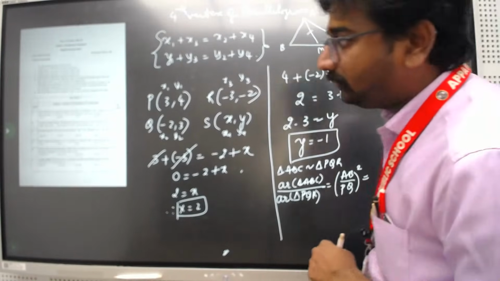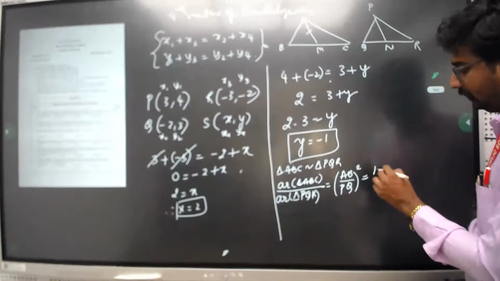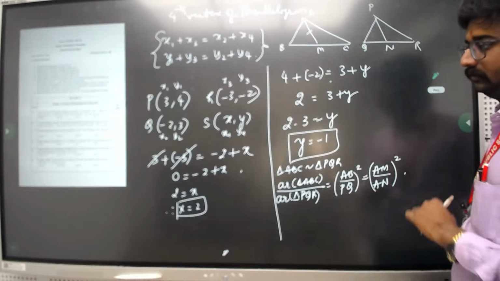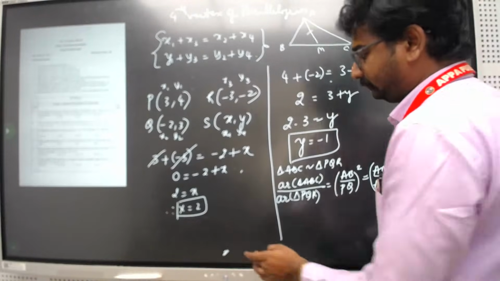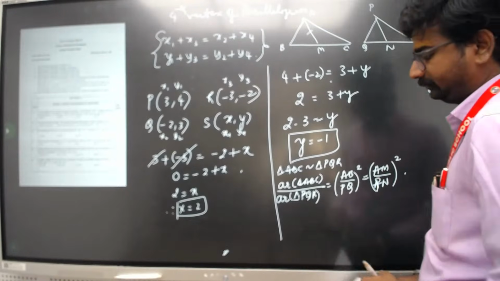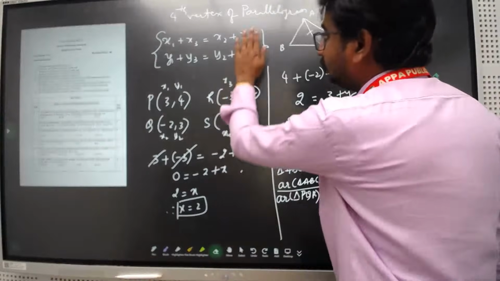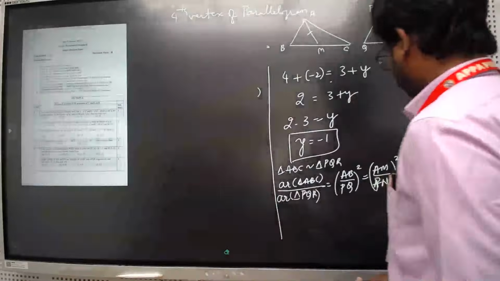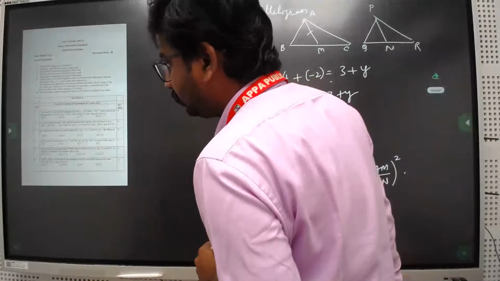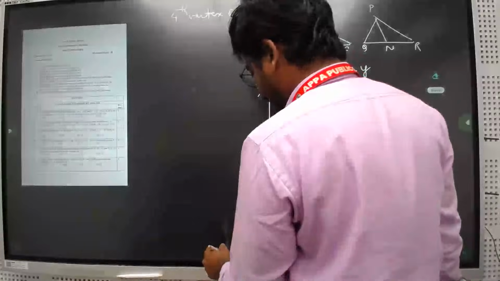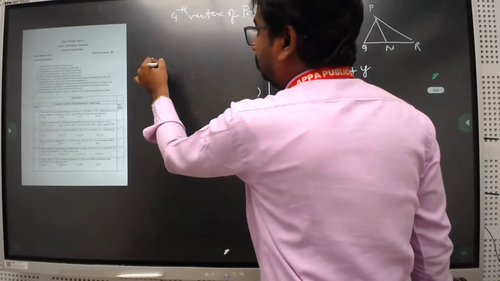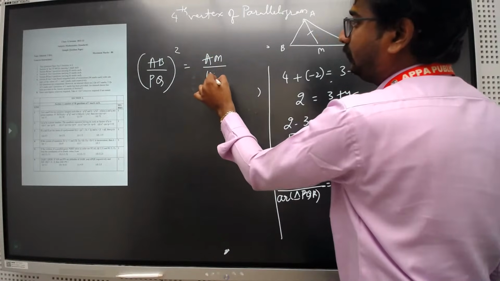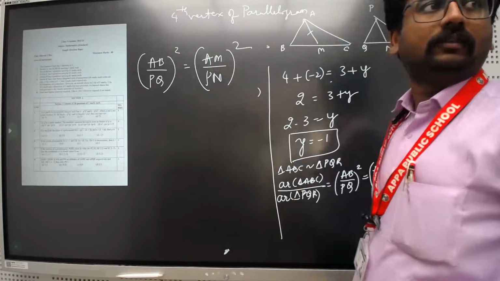In the question, it is given as AM by PN whole square. So how to find this? AM by PN. Now how to find this? AB square is to PQ square they give, which is nothing but AB by PQ whole square is equal to AM by PN whole square. This formula you apply, you'll get your answer.